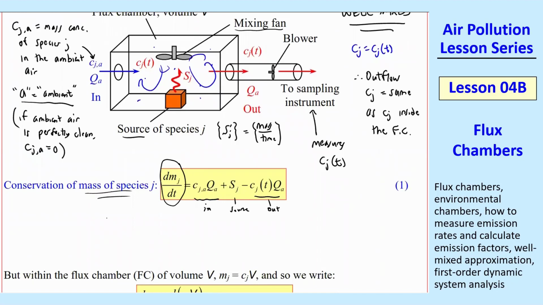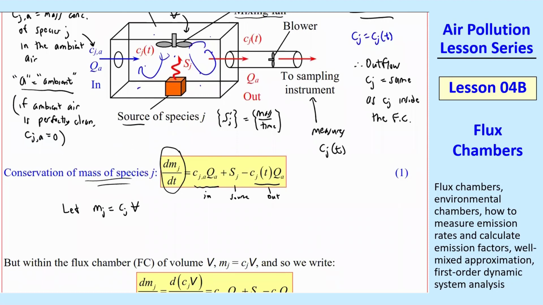And what we'll do with the MJ is we'll let MJ equal CJ times V, where V is the volume. I didn't have that labeled here, but V is some volume of this flux chamber. So we'll let MJ equal CJV. And since CJ is the same, this well mixed, it's the same everywhere inside the flux chamber. So this is a constant within the volume, so we can basically take that out.